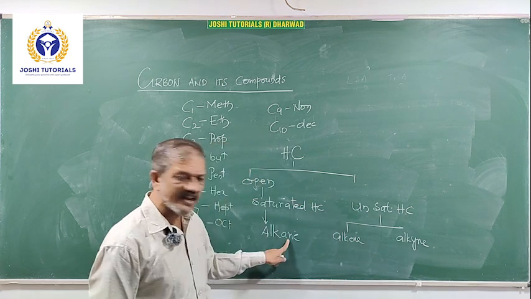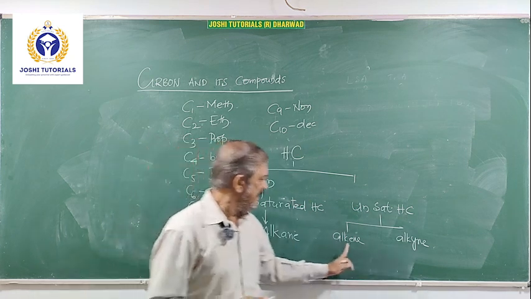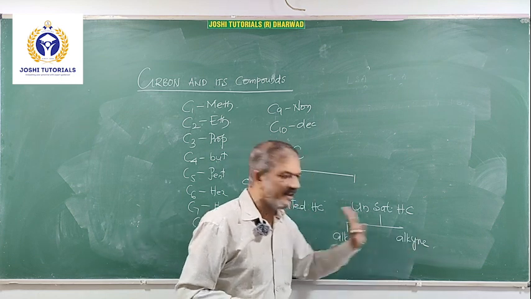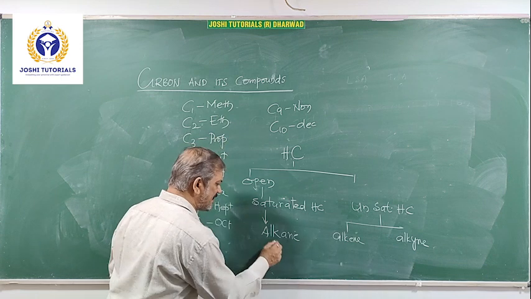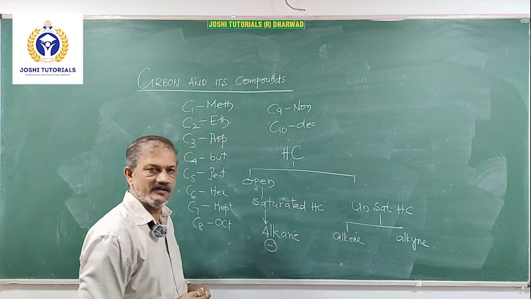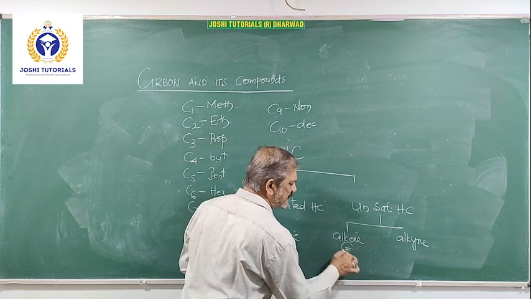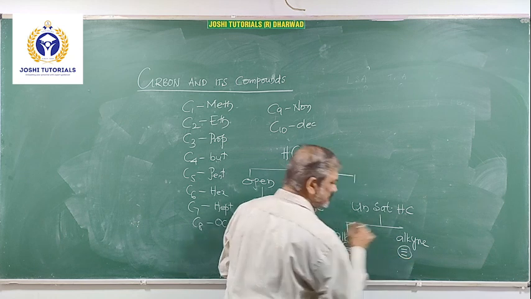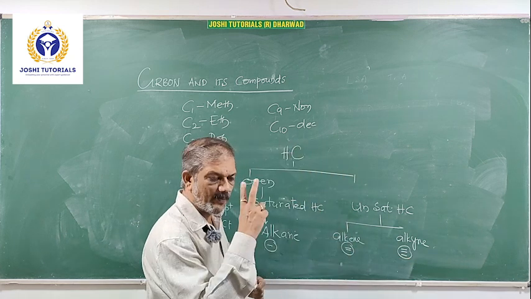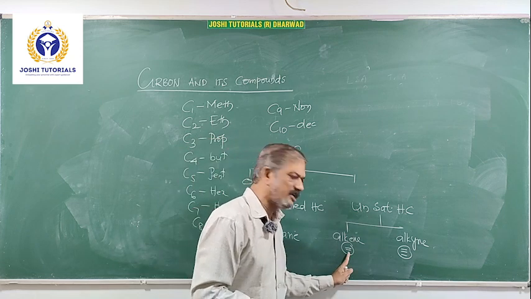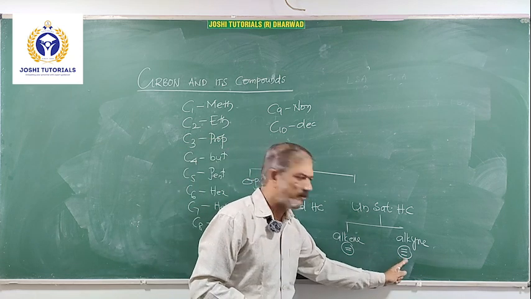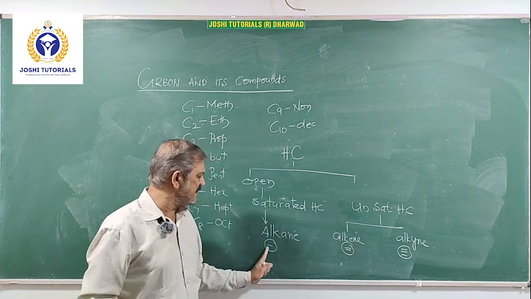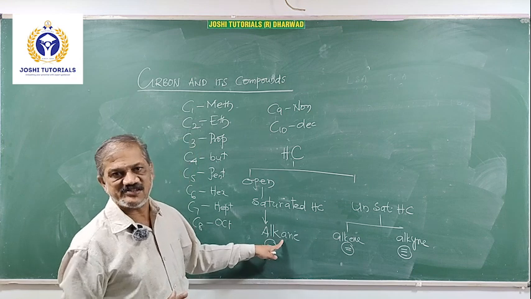It ends with ane, alkane. It ends with ene, alkene. Alkyne, yne. Alkane is always single bonded, saturated. Alkene always has a double bond. Alkyne always has a triple bond. In between two carbon atoms, a double bond or triple bond comes under unsaturated. Everywhere single bond, it comes under alkanes.